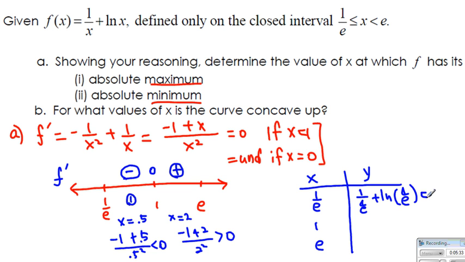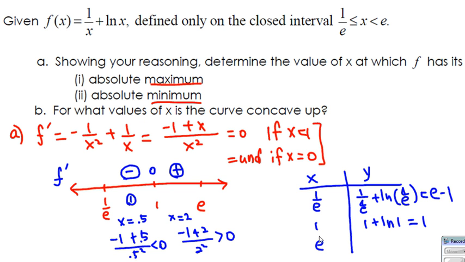Now, when you consider this one together, then 1 over 1 over e becomes simply e, and then ln of 1 over e in fact becomes negative 1. So e minus 1 must be around 1.718. And once you plug in 1 in place of that, then we get 1, and then plus ln of 1. Well, we know that ln of 1 must be equal to 0, so this is equal to 1.